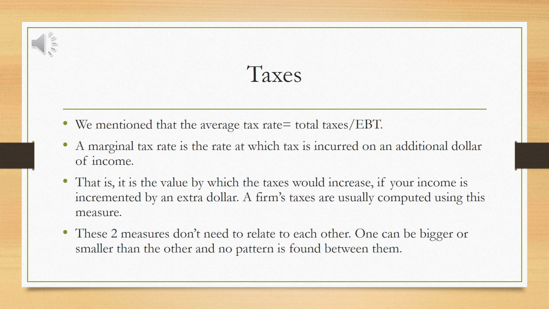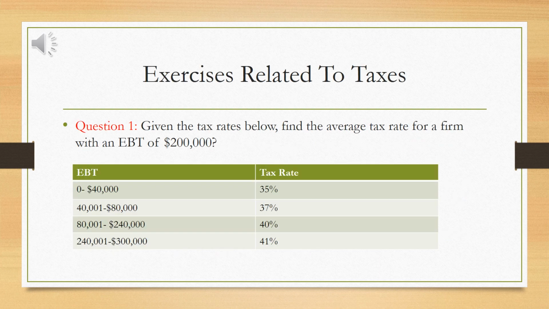A firm's taxes are usually computed using this measure. It is important to note that these two measures don't need to relate to each other. One can be bigger or smaller than the other, and no pattern is found between them. Let's now try to solve some exercises related to taxes. For question number 1, we are given different ranges of earnings before taxes and different tax rates, and what is asked of us is to find the average tax rate for a firm with an earning before tax of $200,000.